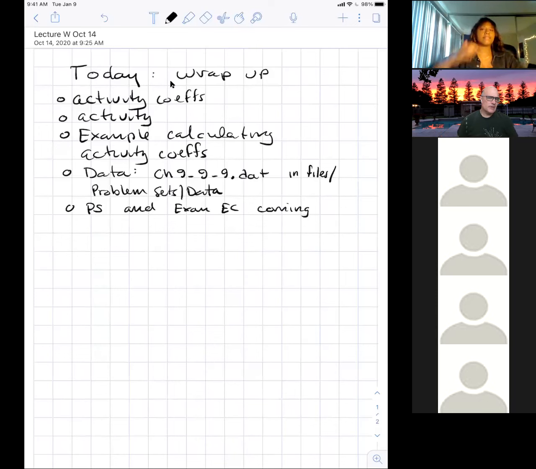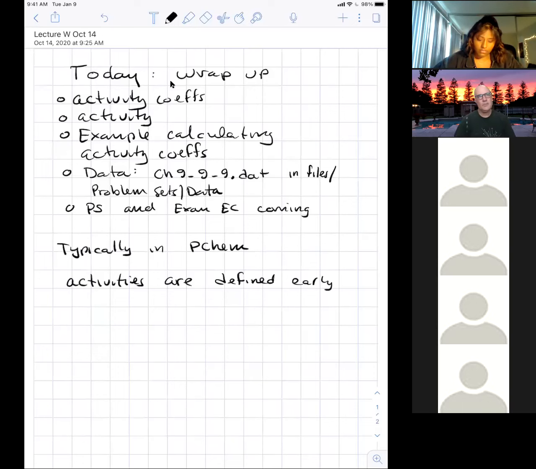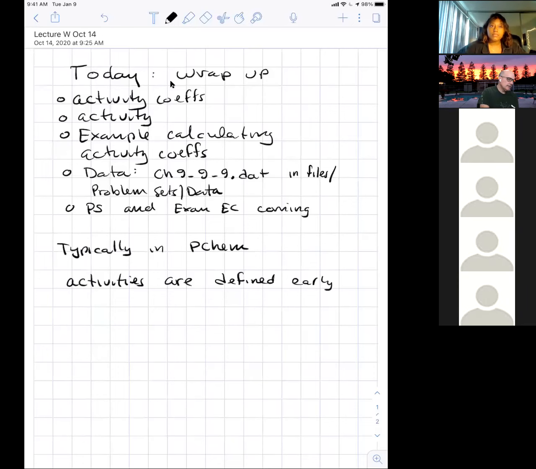Okay, so typically in physical chemistry, activities are defined early. What's an activity? An activity is a unitless real concentration. And this is kind of the way it's explained in freshman year.